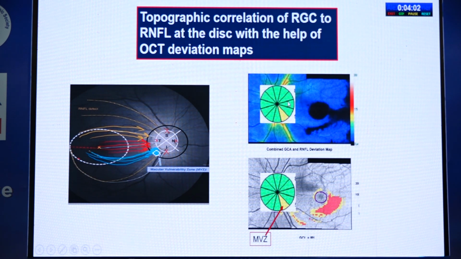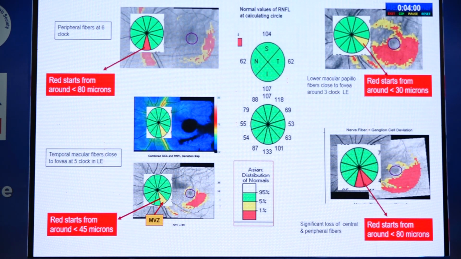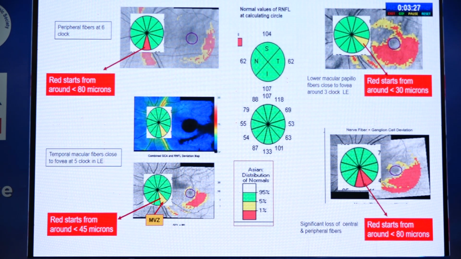So on the basis of these findings, what we understand is that for the nerve fiber layer thickness around the optic disc, it falls into the red zone only when the thickness falls to 80 microns in the inferior and superior quadrants. In the temporal and nasal parts, the red starts only when the thickness falls below 45 microns, and the papillomacular bundle falls into the red only if it falls below 30 microns.